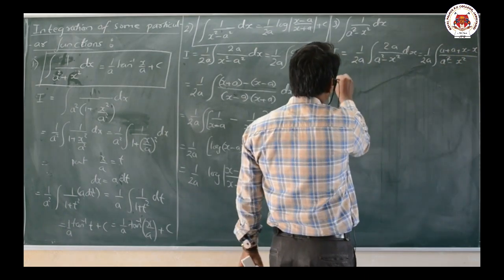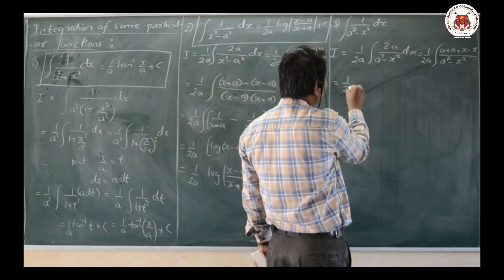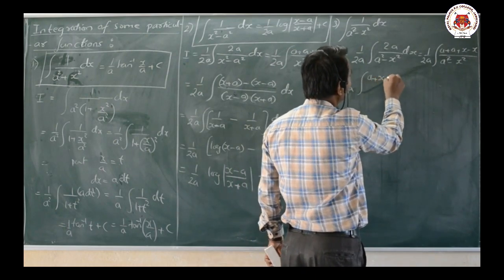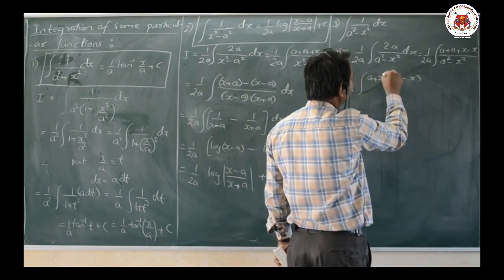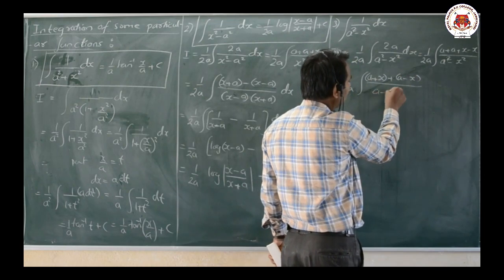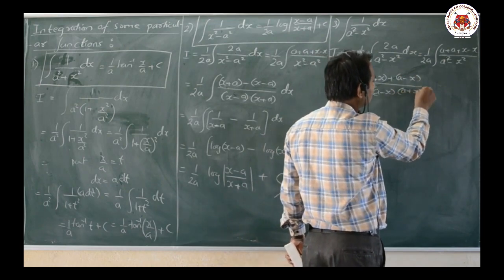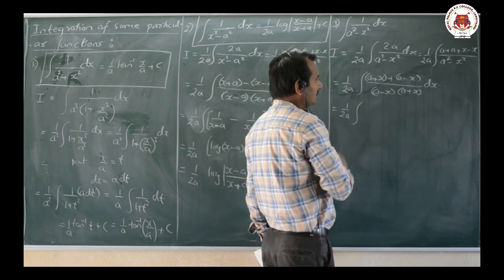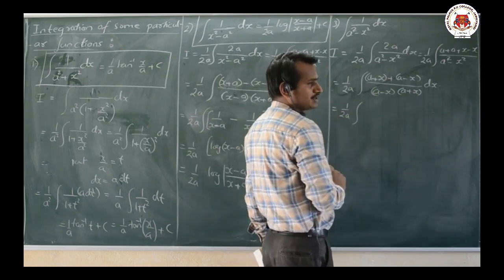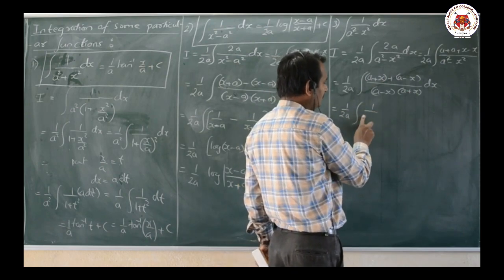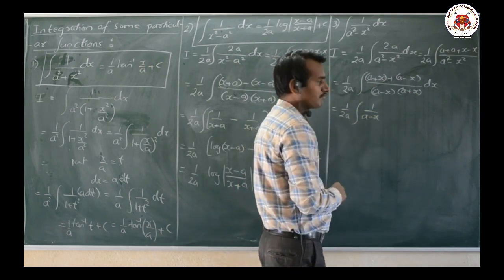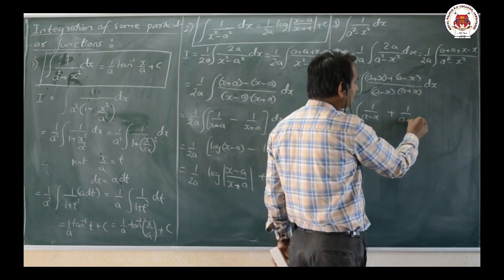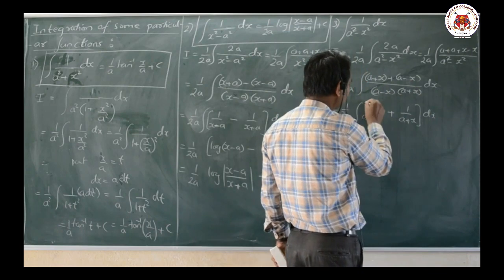So what happens, see, the numerator I can write as 1 by 2a, then integration of a plus x plus a minus x, divided by a minus x into a plus x into dx. Now the next step is 1 by 2a integration of a plus x divided by these two terms, what we get is 1 divided by a minus x. Then plus of a minus x divided by these two things, means a plus x into dx.